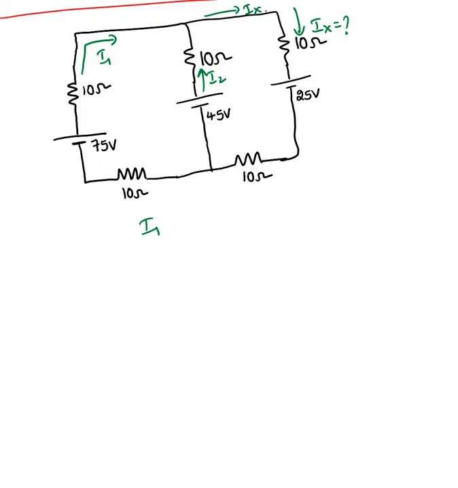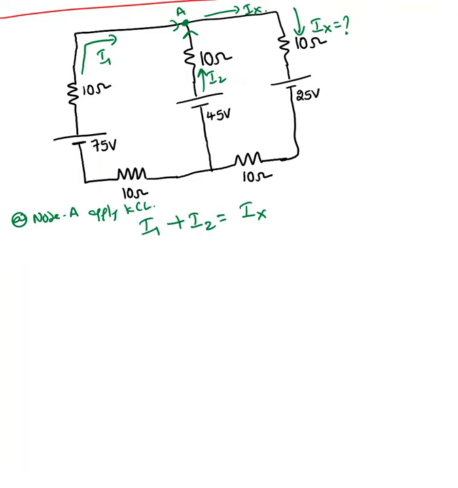So step 1, I can clearly see I1 plus I2. These two currents are coming in. If I apply KCL at that node, I1 plus I2 equals Ix. I'm going to call it node A. At node A, apply KCL. That's what I did.